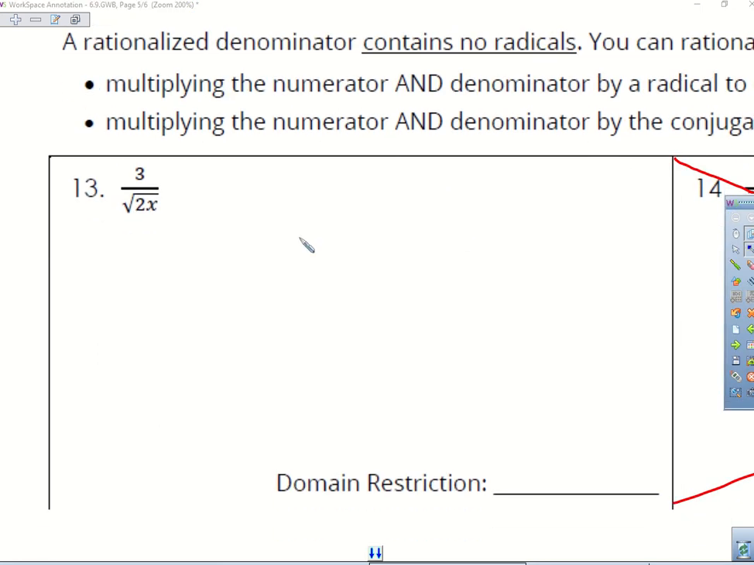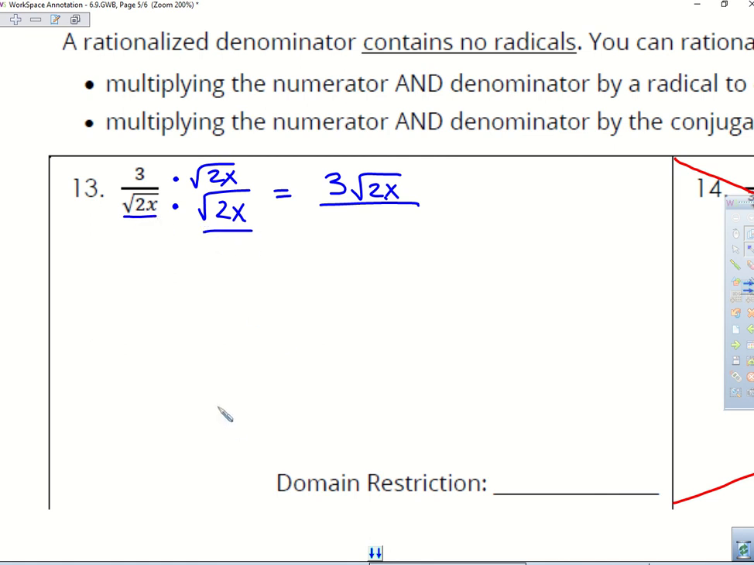But this one's a monomial. So we're only going to deal with monomial radicals with an index of 2, so square roots. I decided that we're not going to do the third and the fourth because they're a little bit more difficult. So we're going to multiply the top and bottom by whatever your denominator is. This just becomes 3 radical 2x over, what did I say about when you multiply 2 identical square roots together? It just becomes what's on the inside, right?